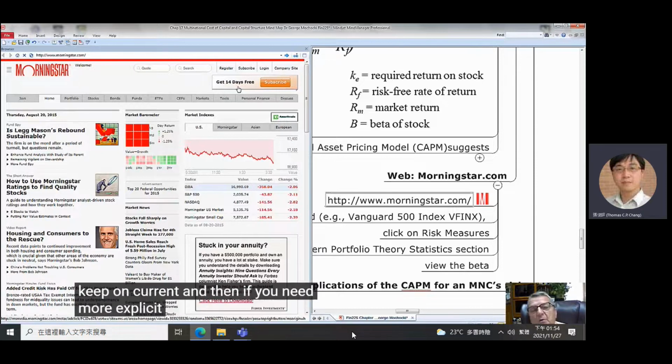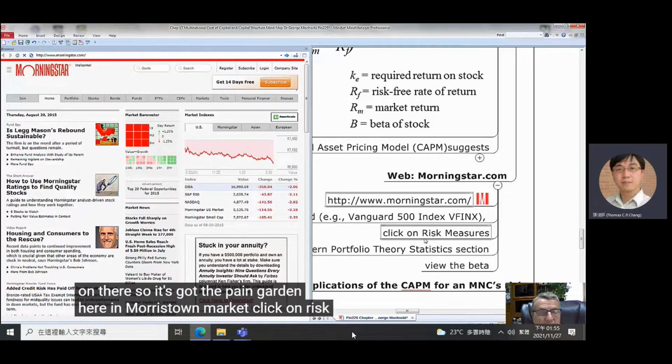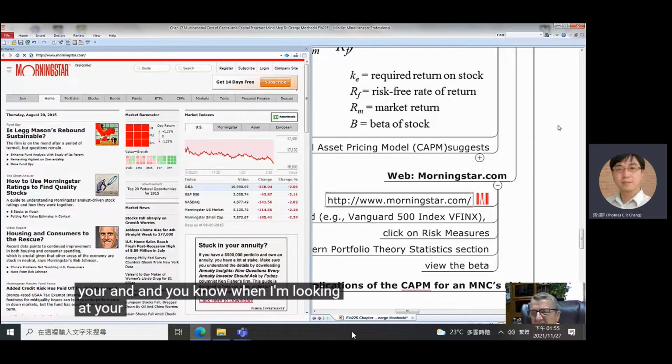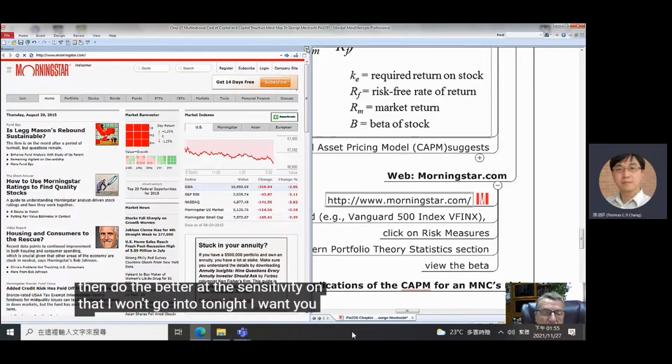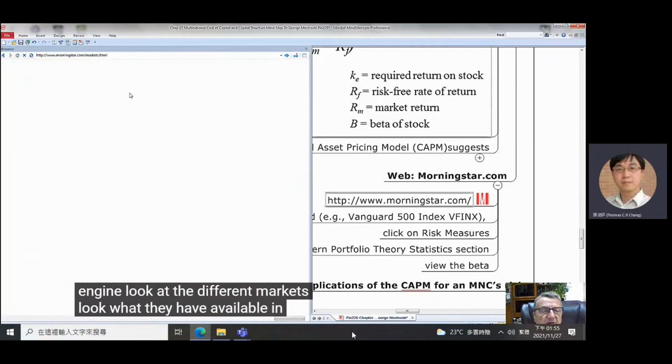And then if you need more explicit information, you can find out, but it gives you good general information. So it's got the Vanguard on here, Morningstar Market. Click on the risk management, and I have to find it in here. Then when I'm looking at your portfolio, theoretically, you view the beta, the sensitivity. I won't go into it now. I want you to play with it, but also when you're in there, look at the different markets, look at what they have available in here.